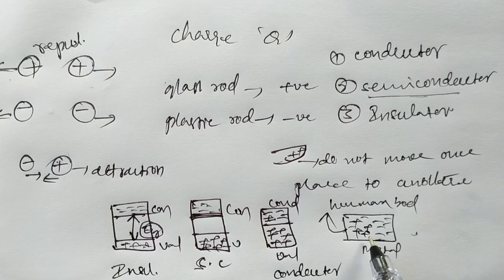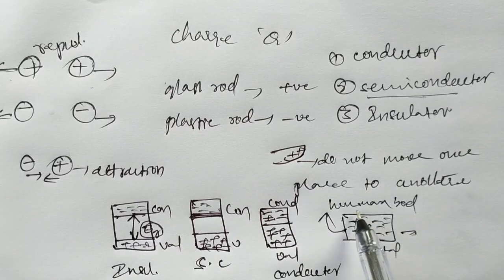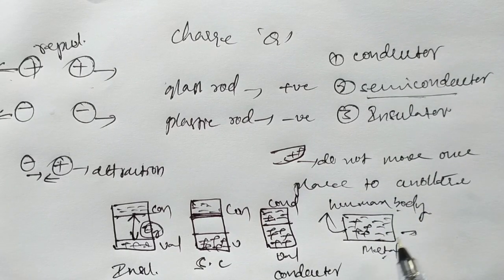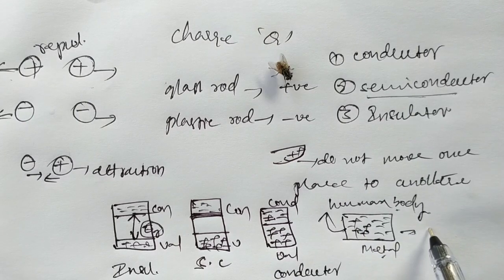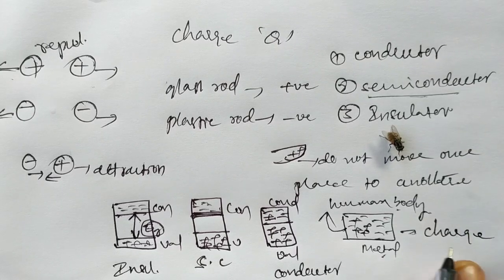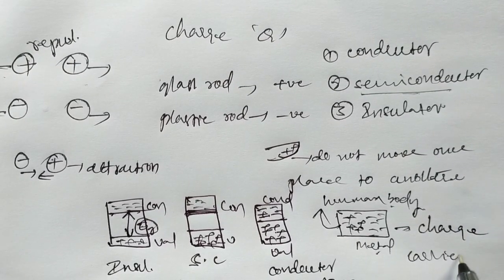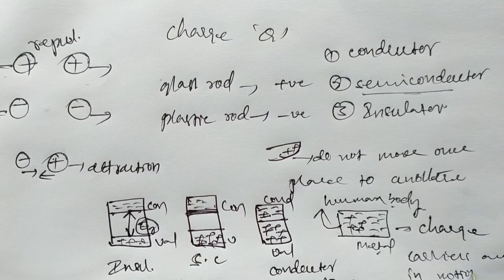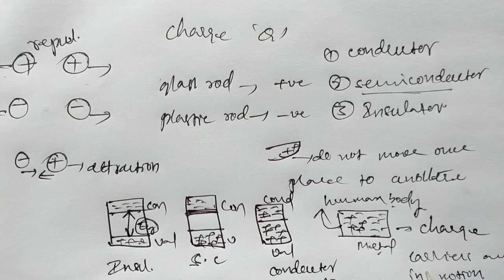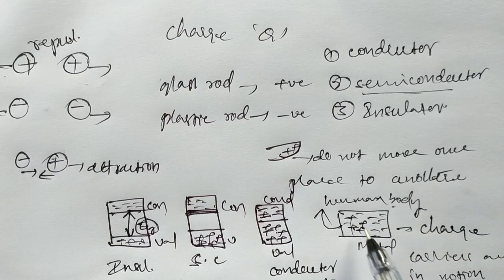Electrons or charge carriers are transmitted from metal to the human body. Metal to conductor to human body. That means the charge carriers are in motion. In motion means they are transmitted from one place to another, from metal to human body to ground. This phenomenon occurs in conductors.